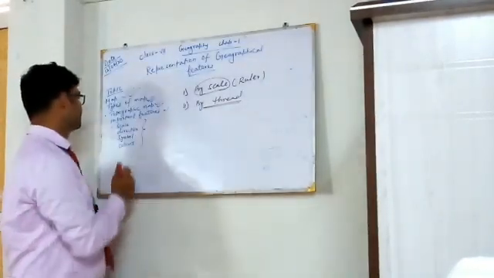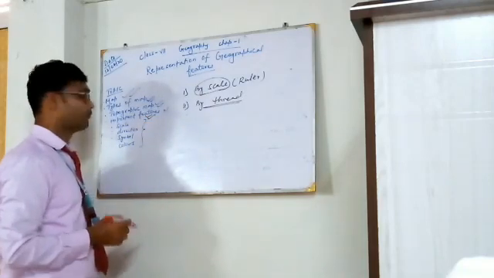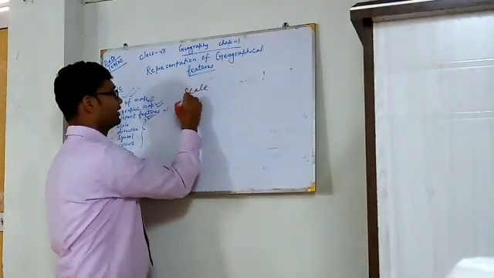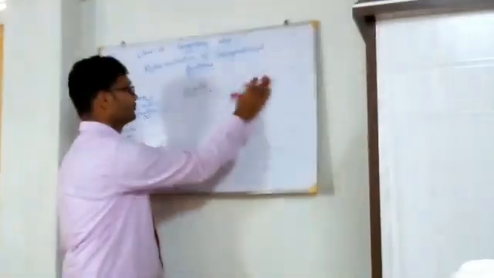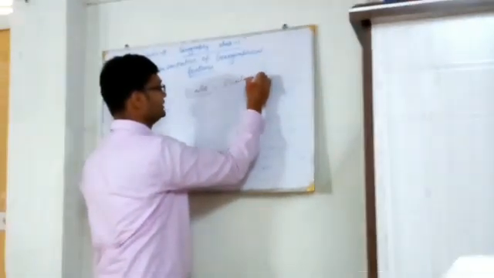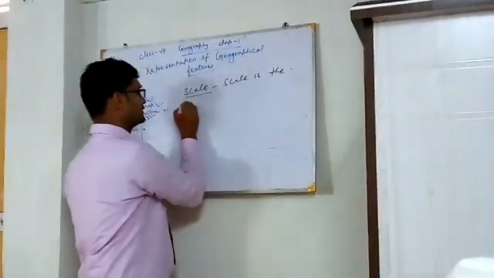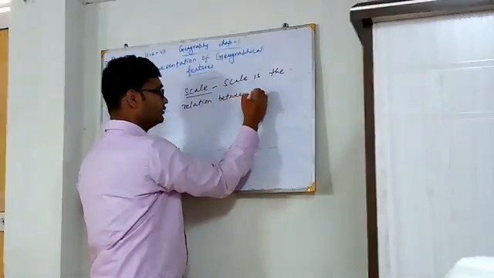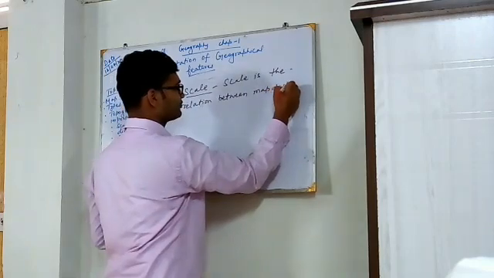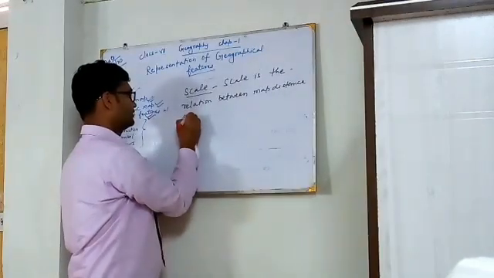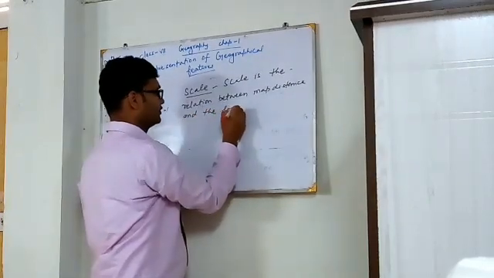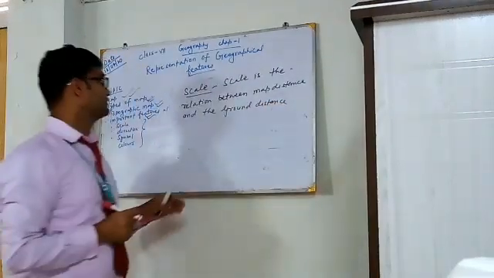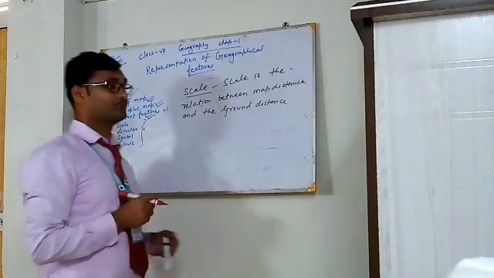Next point is important features of the map. First of all, a scale. What is a scale? You know, a scale is the relation between map distance and the ground distance. A scale is a relation between the map distance and the ground distance.